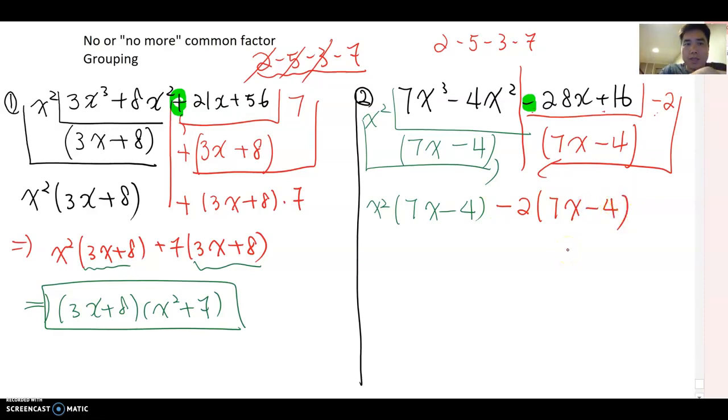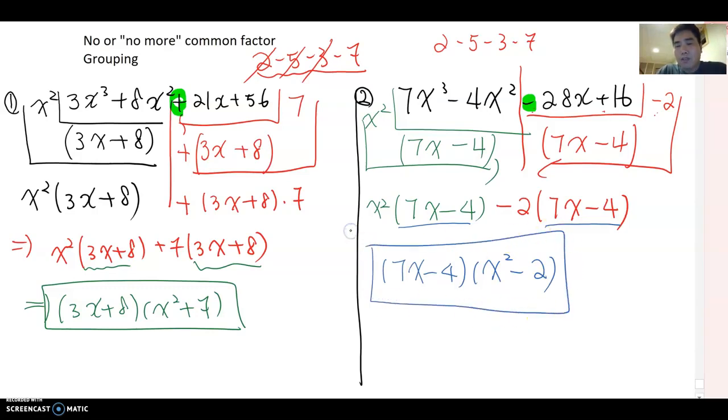Now, do you see any other common factor? Yes, 7x minus 4 and 7x minus 4. That will be the common factor. Therefore, we factor by 7x minus 4, then this becomes x squared minus 2 here. Since there's no other common factor, that will be the answer for this polynomial.